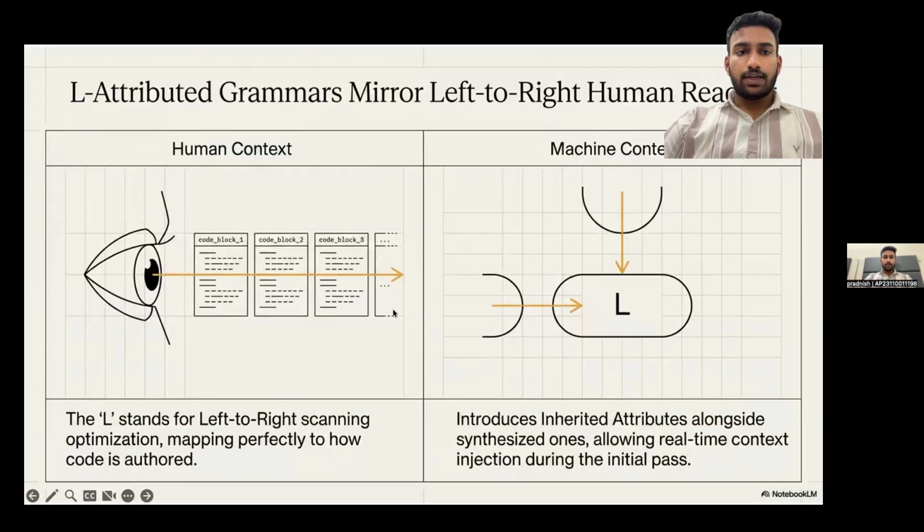This is where L-attribute grammar comes into play. The L stands for left to right, just as your eyes move across the line of code. This grammar allows us to inject context, known as inherited attributes, into the system in real time. We don't just wait for the information to bubble up, we push it across.